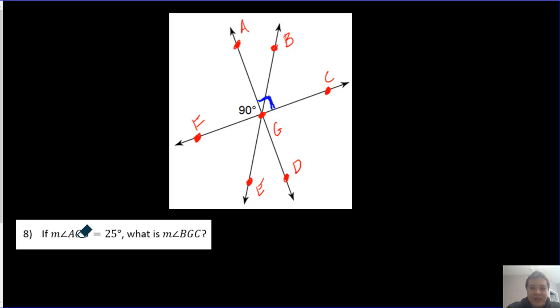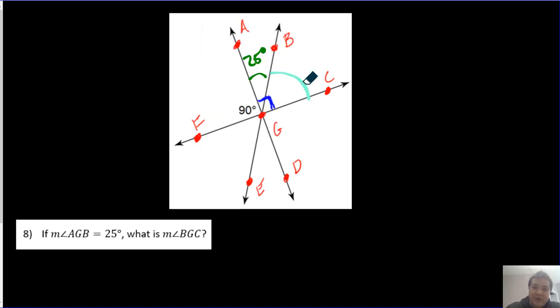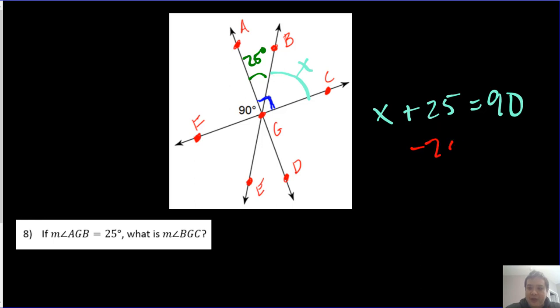So this says if angle AGB is 25 degrees, so let's mark that out. AGB is 25 degrees. Then what is BGC? So we're looking for this angle right here. Well, we can create the equation because we know that those two angles add up to 90 degrees. And say that this is X, and X plus 25 gets us 90 degrees. We're going to subtract 25 from both sides. We find that X equals 65 degrees.